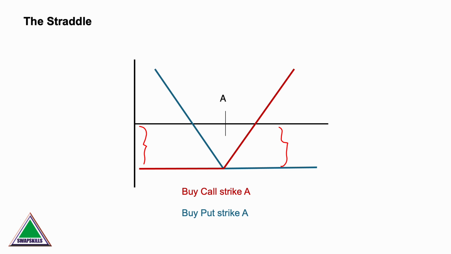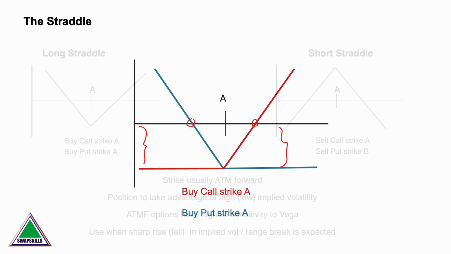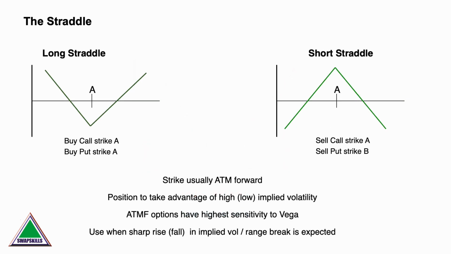However, because you've spent money on 2 options, it's expensive, so the market's going to have to move quite a way to pay you back, to break even, to cover you for the premium on the 2 options that you bought. So that is a long straddle, where you buy a call, buy a put at the same strike, and that strike is normally the at the money forward rate for the underlying. So on the left, there's the long straddle that I've just described. On the right is a short straddle.